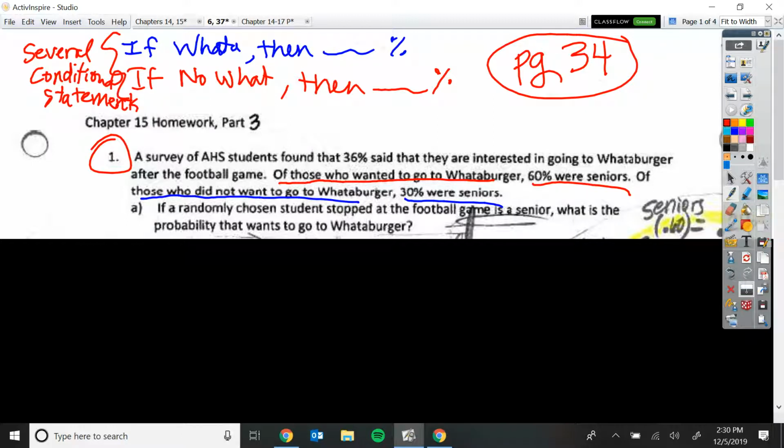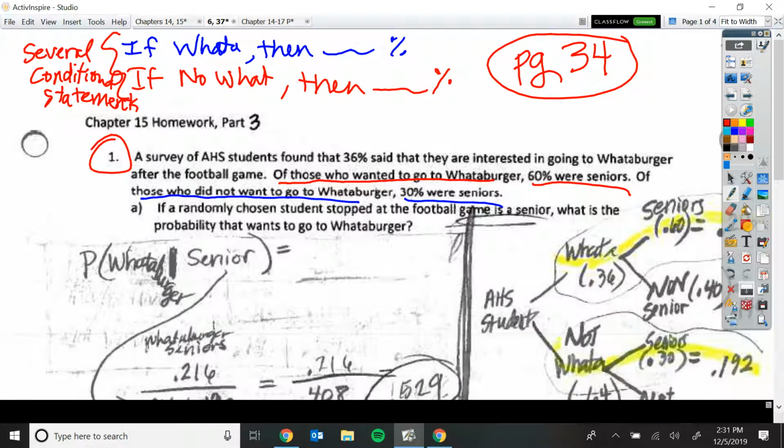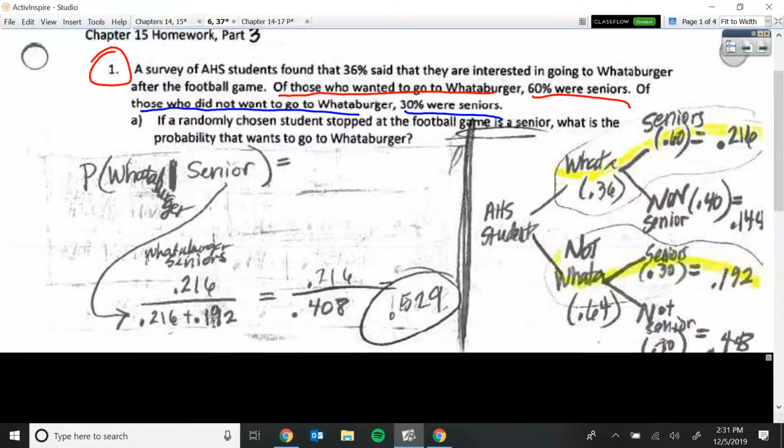A tree diagram. I actually first tried to do this one as a table because I thought Whataburger or not, seniors or not, two categorical variables. But then I went, oh, wait, really I should do this. So let's take a look. So I set up my tree diagram where I said, here's all of our students. There's Whataburger and not Whataburger. And then if you're Whataburger, senior versus non-senior. If not Whataburger, then there's your senior versus non-senior, and so on.